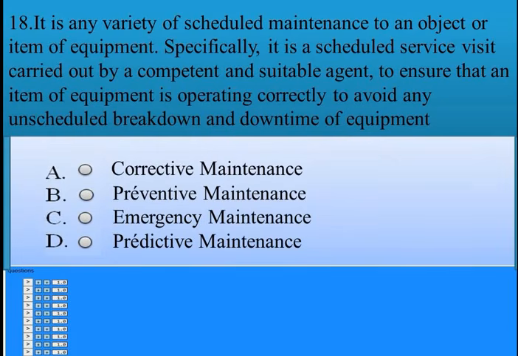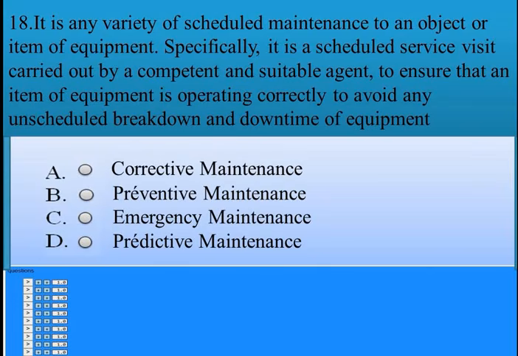It is a variety of scheduled maintenance to an object or item of equipment. Specifically, it is a scheduled service visit carried out by a competent and suitable agent to ensure that an item of equipment is operating correctly to avoid any unscheduled breakdown and downtime of equipment. A. Corrective maintenance. B. Preventive maintenance. C. Emergency maintenance. D. Predictive maintenance. The correct answer is B.